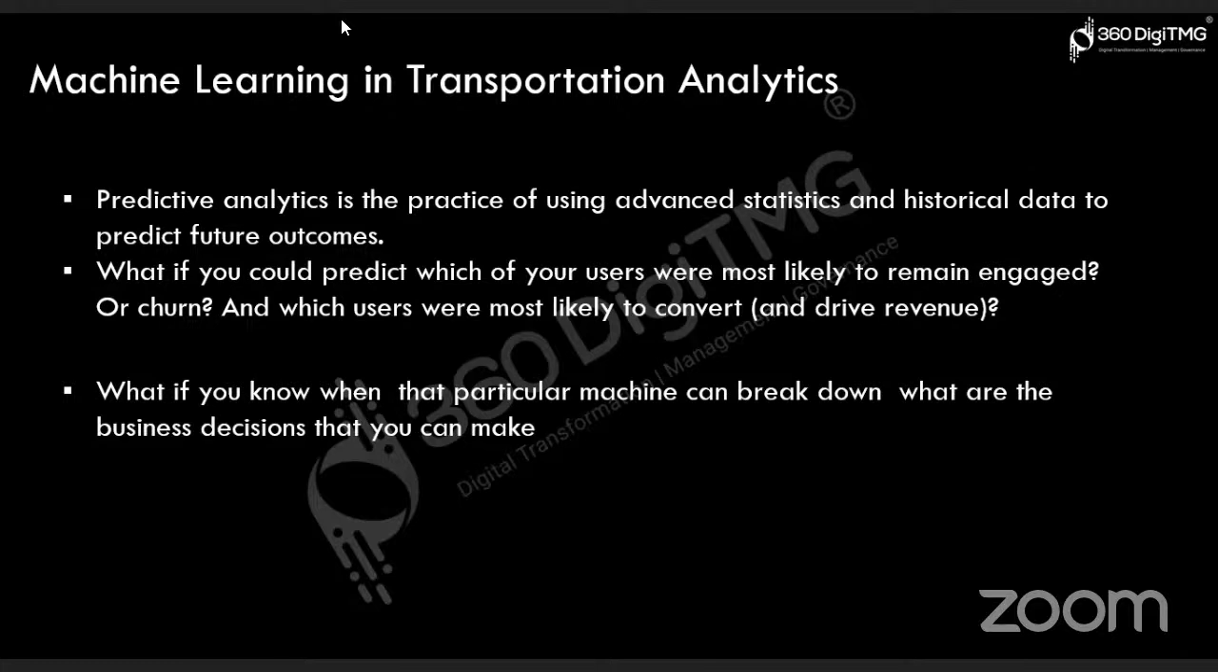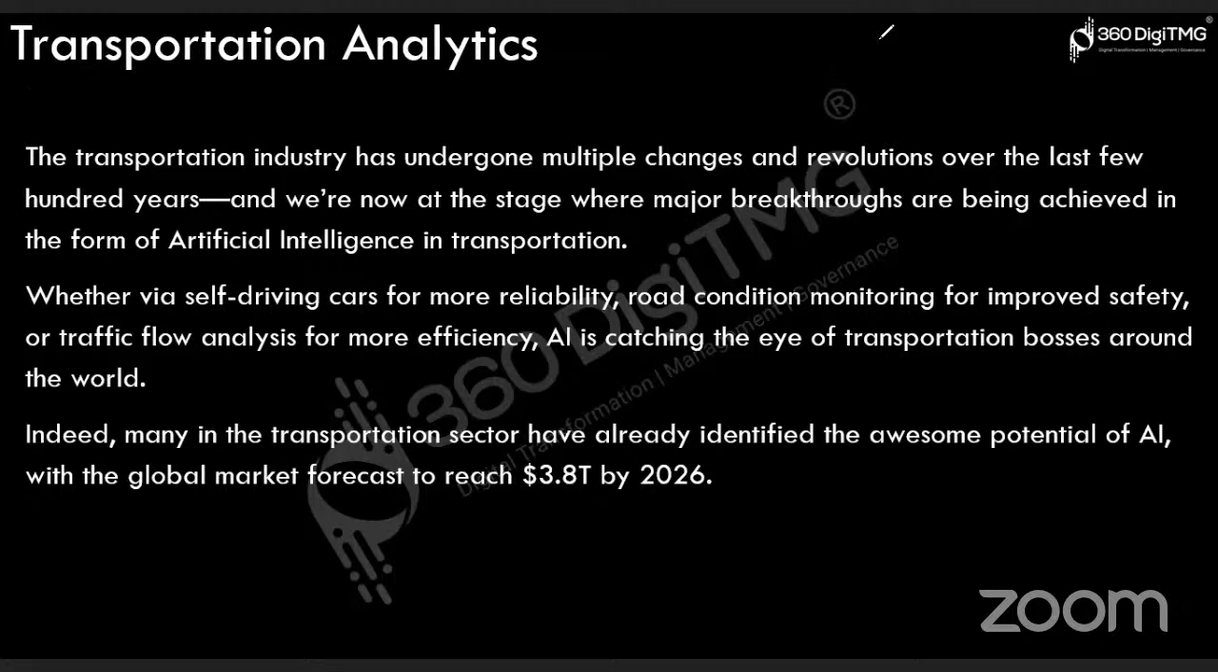So I hope you have an idea where exactly we'll be using machine learning algorithms. And when it comes to transportation, where exactly we'll be using them, we will see. The transportation industry has undergone multiple changes over the past hundreds of years, and nowadays we are in a position to use machine learning algorithms in the transportation industry. It is a major breakthrough being achieved in the form of artificial intelligence in transportation. Artificial intelligence is a form of machine learning only. Whatever end product we build using machine learning algorithms, we call it AI, artificial intelligence. That could be in the form of self-driving cars for more reliability, and road conditions.